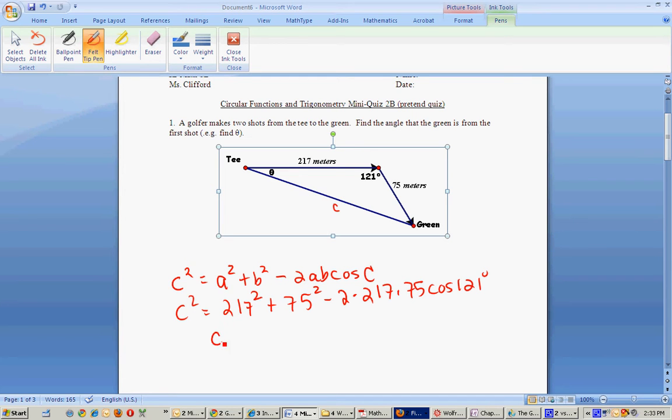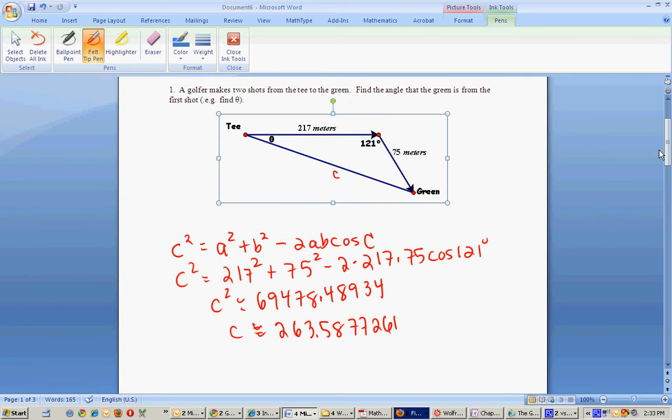And so c squared is approximately 69478.48934, and c is the square root of all that, a number that is approximately 263.5877261. Now, if I needed to give an answer for c, I would round to 3 significant figures. But since I'm going to use that number to continue to do some working, I'm just going to keep it in that state for now.